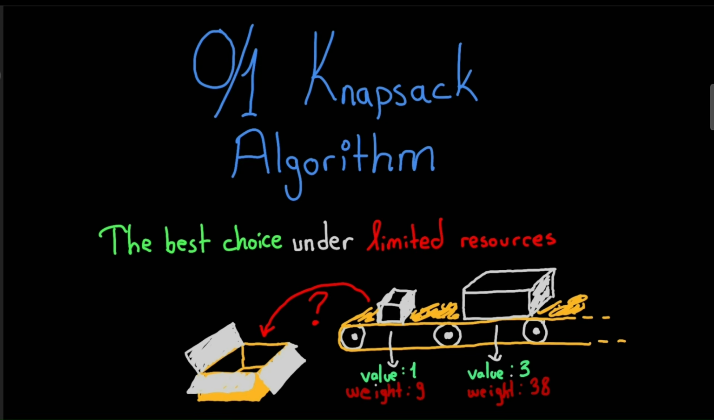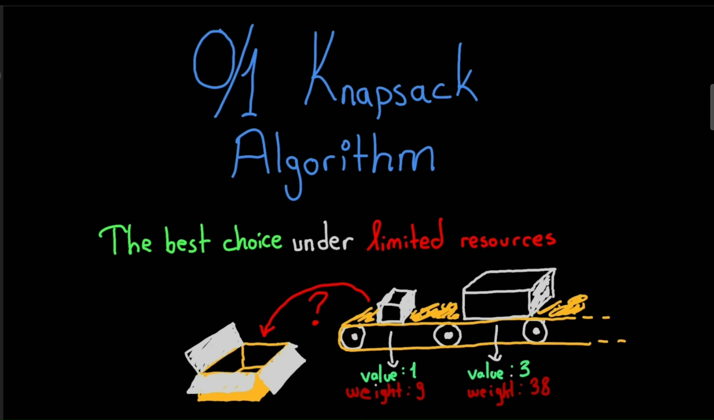Today we are going to learn about the 0 or 1 knapsack problem, one of the most famous optimization problems in computer science. We will see the pseudo-algorithm, an example, and then we will write the algorithm together in Python.